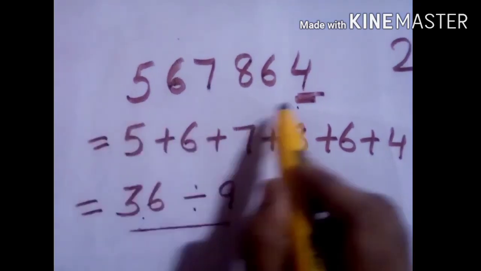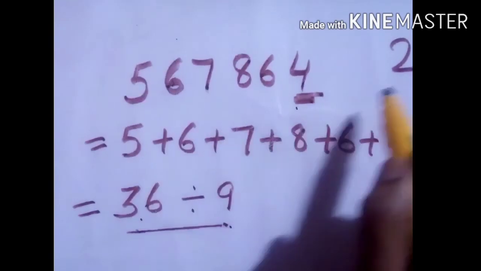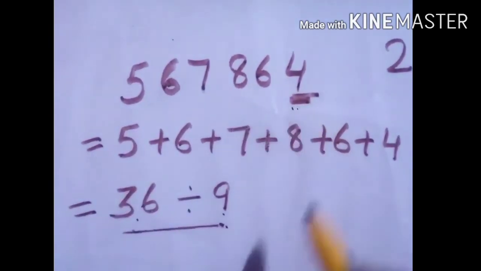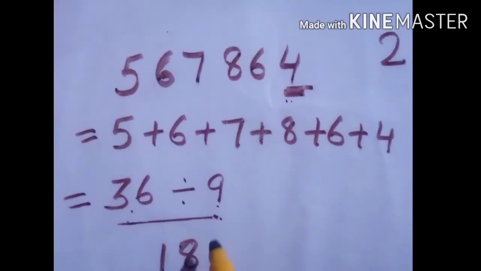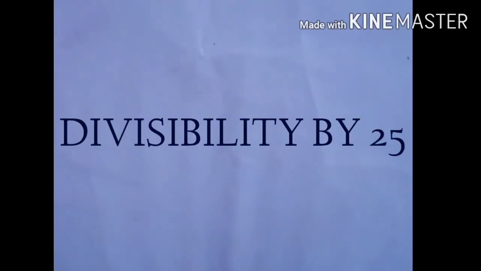So that means this number is divisible by 2 and 9. If the number is divisible by 2 and 9, then the whole number is divisible by 18. Clear? Next is divisibility by 25.